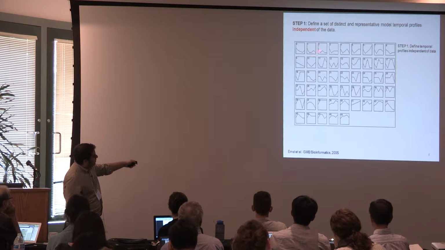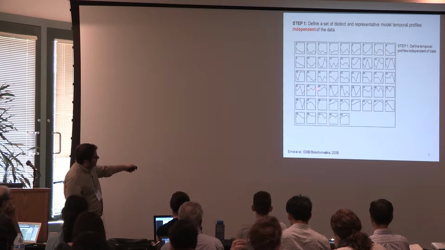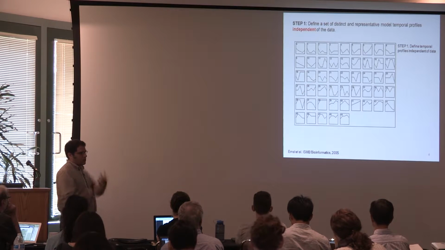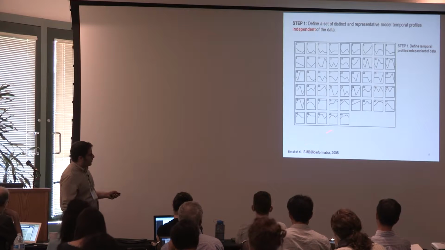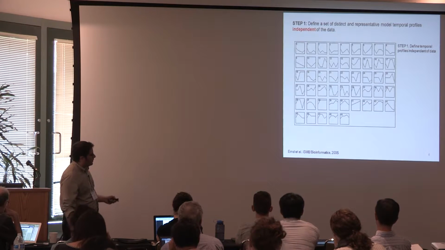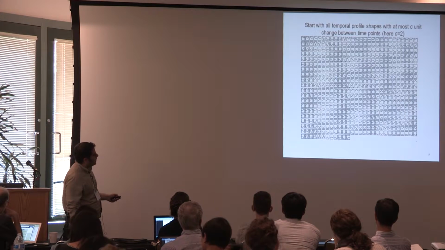So each one of these boxes here corresponds to one different temporal profile, and the line is showing you the shape it represents. And these profiles were defined independently of the data. You don't even need to give a data set to get these profiles. You just specify the number of profiles and the number of time points. And there's also a unit change parameter of the maximum unit change between any two time points.